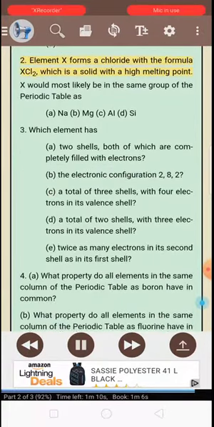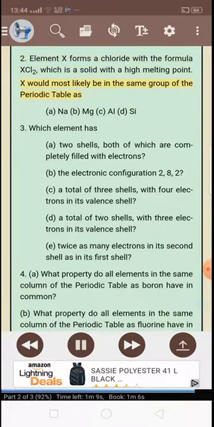2. Element X forms a chloride with the formula XCl2, which is a solid with a high melting point. X would most likely be in the same group of the periodic table as A. Na, B. Mg, C. Al, D. Si. 3. Which element has 2 shells, both of which are completely filled with electrons?